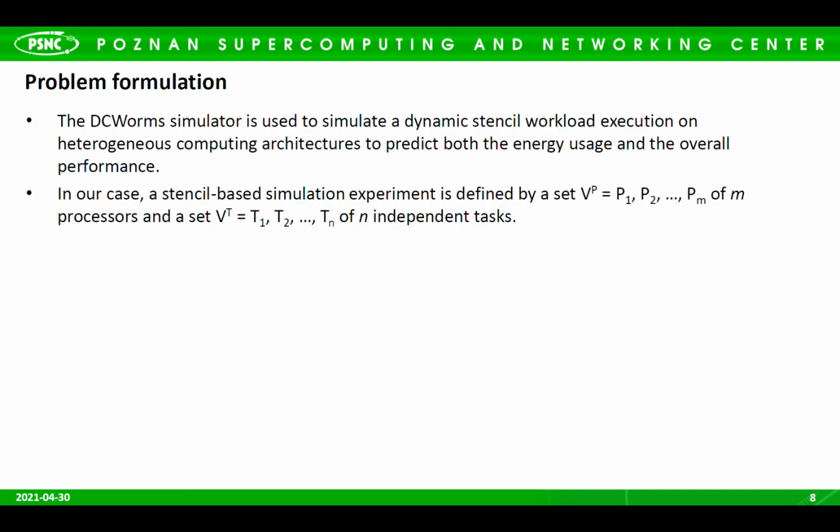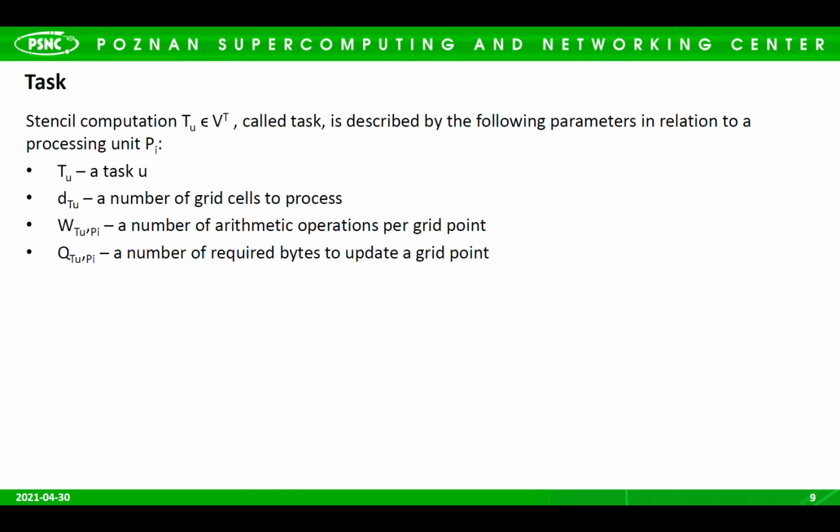So our problem is: we use the DC worms simulator to simulate dynamic stencil workload execution on heterogeneous computing architectures to predict both the energy usage and the overall performance. In our case, a stencil-based simulation experiment is defined by a set of n processors and n independent tasks. A stencil task can be characterized by the number of grid cells to process, the number of arithmetic operations per grid point, and the number of required bytes to update the grid point.